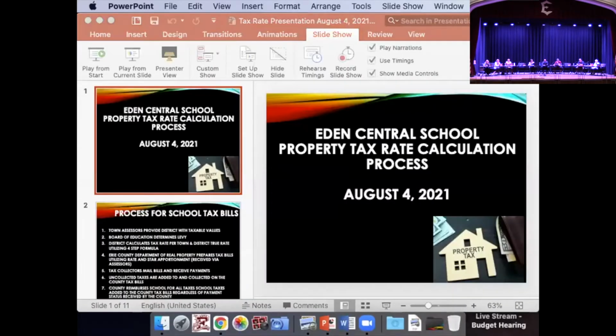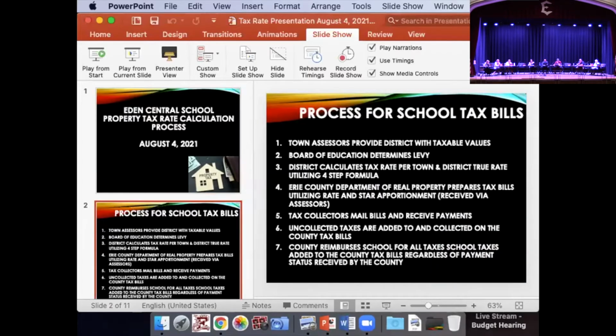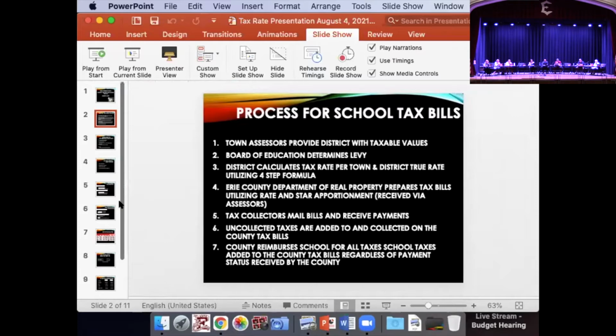Next slide, please. The town assessors provide the district with taxable values of all the properties within the district. The Board of Education determines the levy. The district, that's my office, calculates the tax rate per town and the district's true rate using a 4-step formula. I'm going to show you the formula tonight.